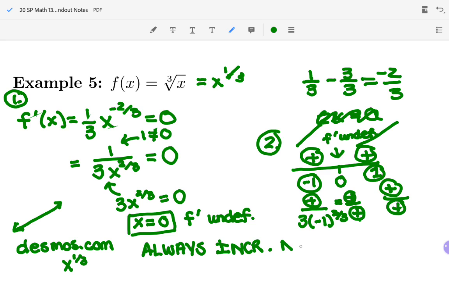there is no absolute max or min. So our conclusion for this one, there's no absolute max, there's no absolute min.